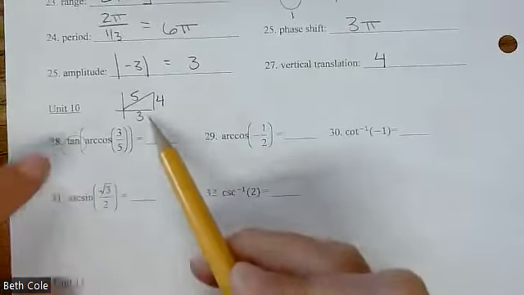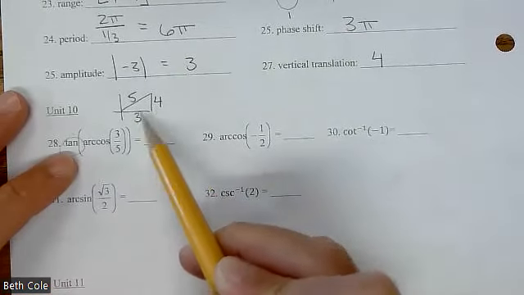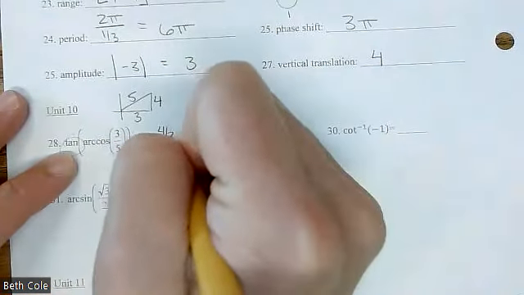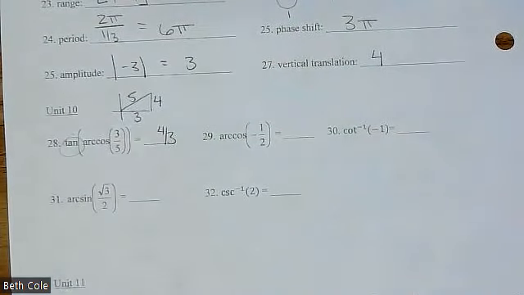We want to do tangent. Tangent is opposite over adjacent. So 4/3. That's really a geometry problem. It just looks scary because of the arc in there that ends up bothering everybody.